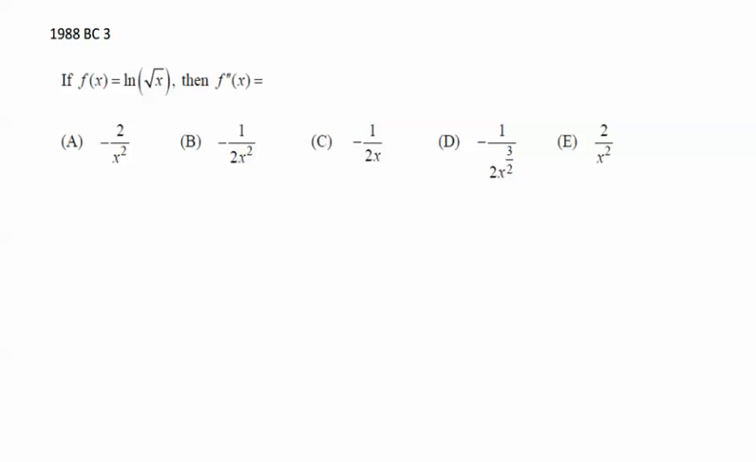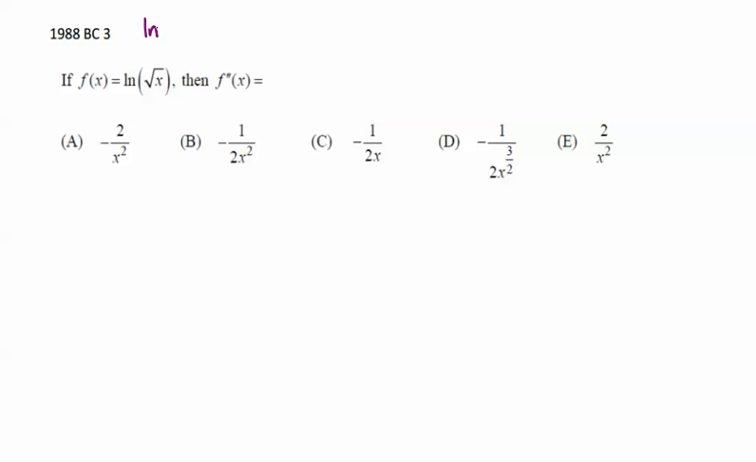So here we have f of x is equal to the natural log of the square root of x. And we're trying to find the second derivative in this particular case. So as we have mentioned in previous videos, we can approach this problem in two ways. One way is we can apply the properties of logarithms to first simplify it. So let's see what that might look like.